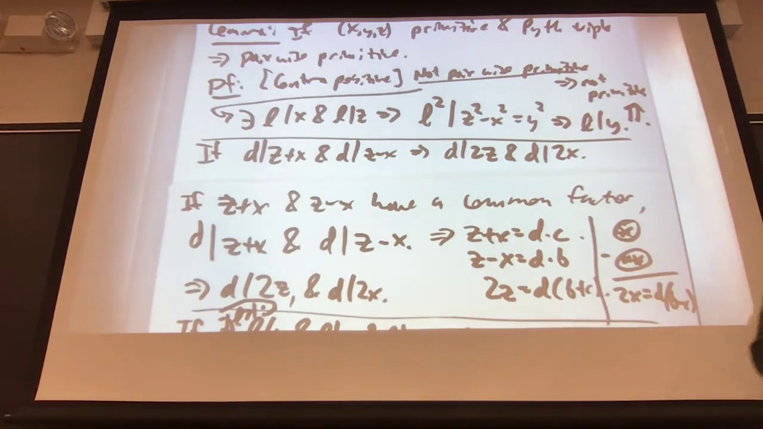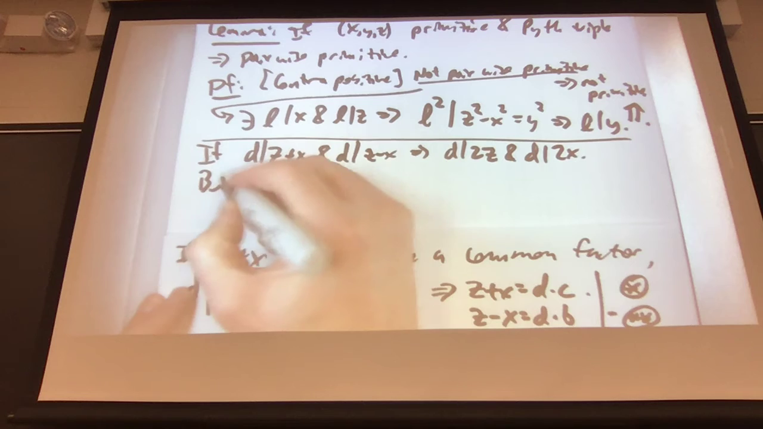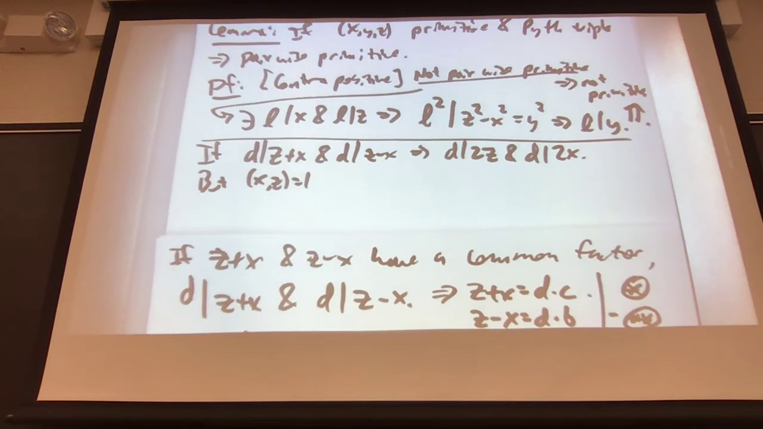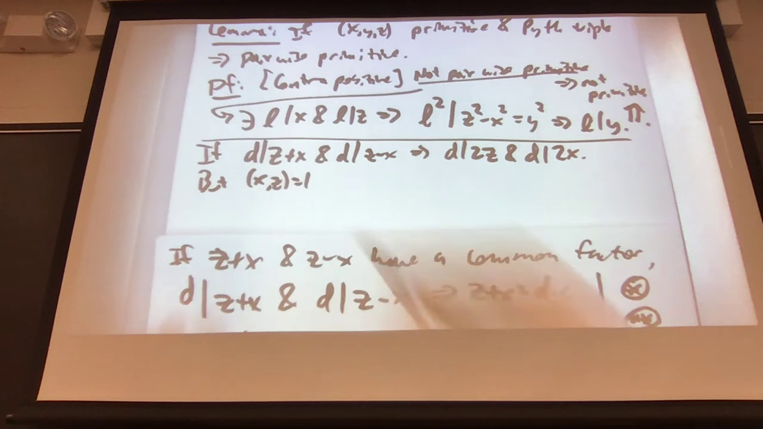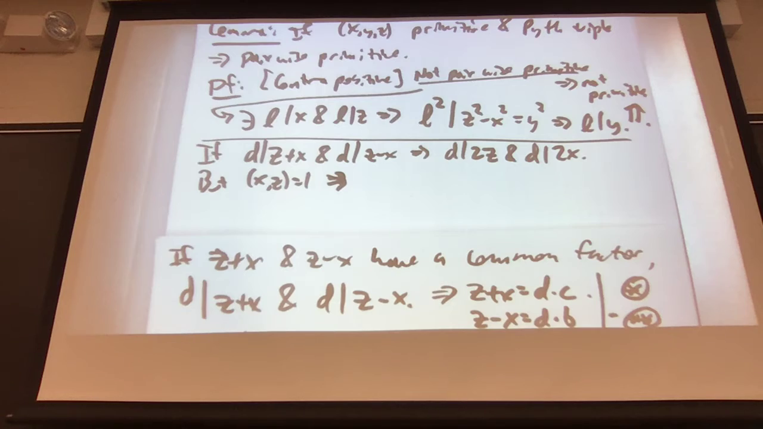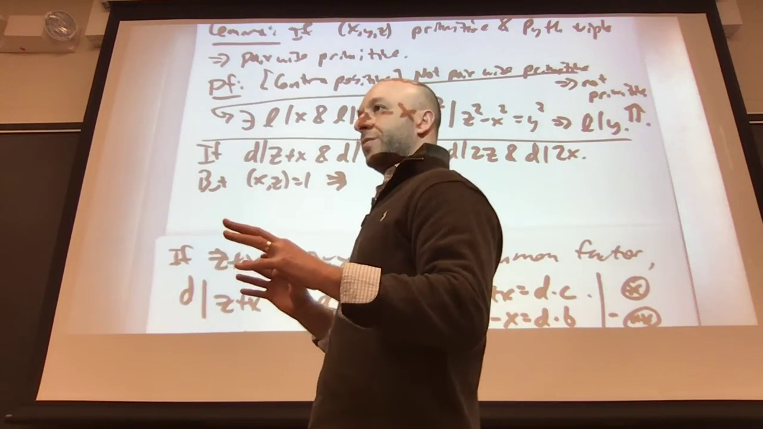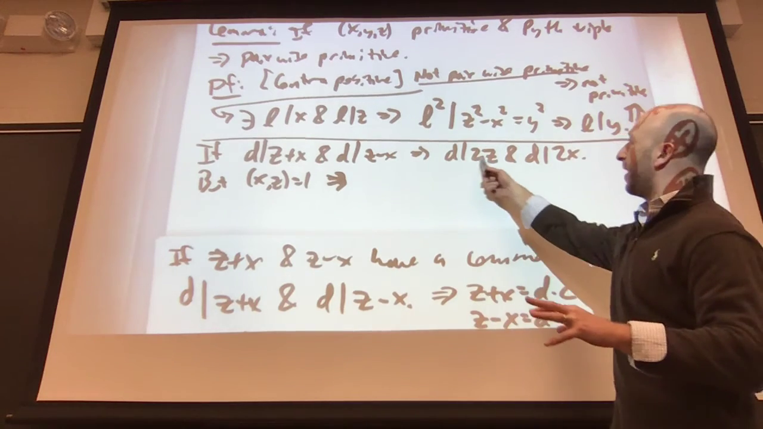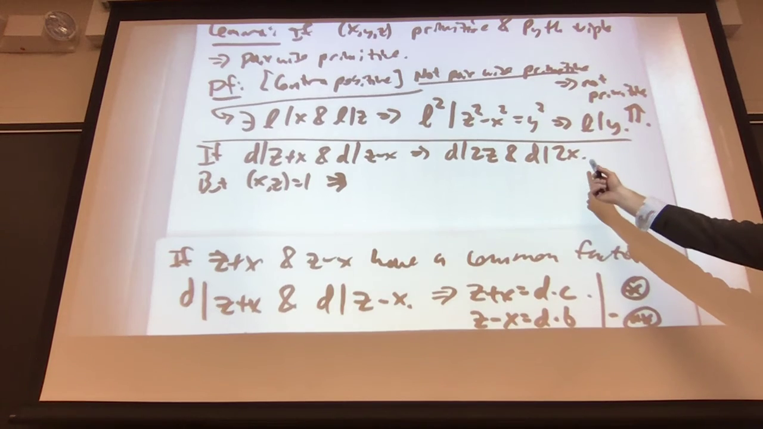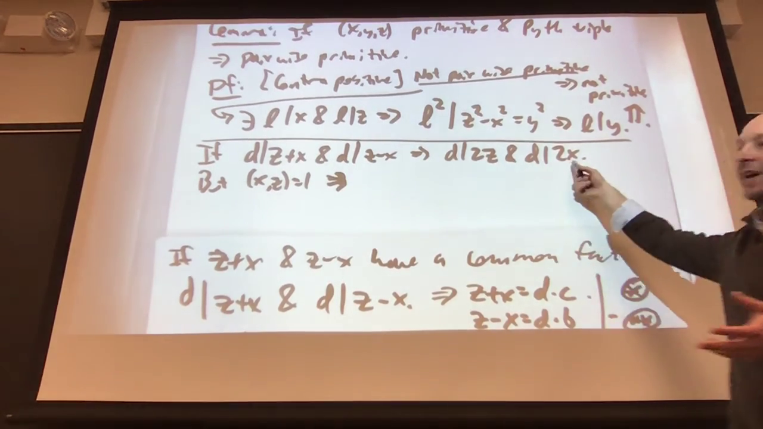But z and x have no factors in common, the greatest common factor of x and z is 1. They have no factors in common. That implies what? We're assuming we have a primitive triple. So d divides 2z and d divides 2x, but x and z have no factors in common. So what's a number that divides twice z and it divides twice x?